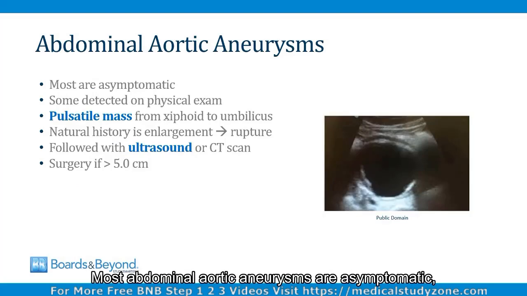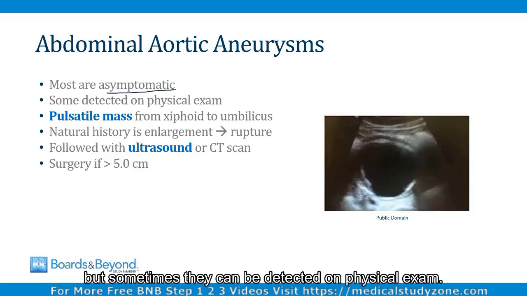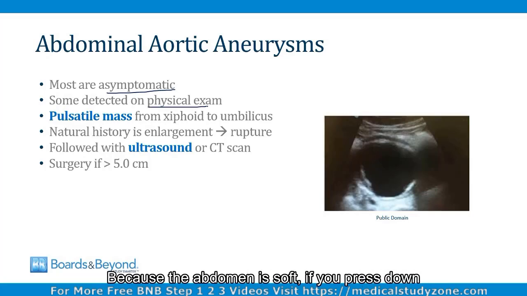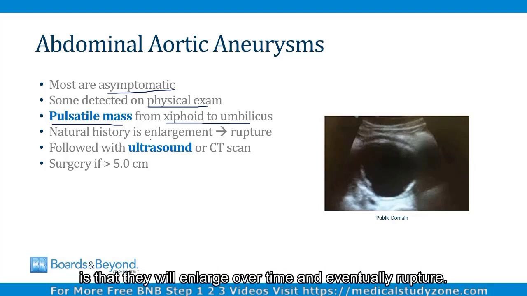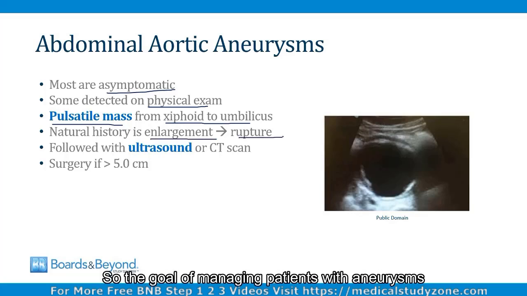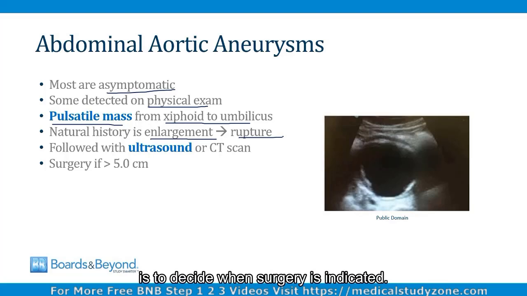Most abdominal aortic aneurysms are asymptomatic, but sometimes they can be detected on physical exam. Because the abdomen is soft, if you press down in patients with large abdominal aortic aneurysms, you can sometimes feel a pulsatile mass. Classically, it's identified between the xiphoid and the umbilicus. The natural history of these aneurysms is that they will enlarge over time and eventually rupture. So the goal of managing patients with aneurysms is to decide when surgery is indicated.